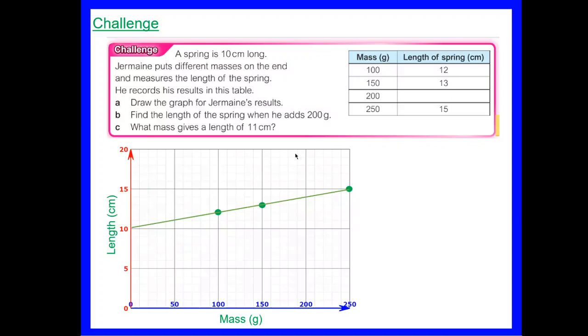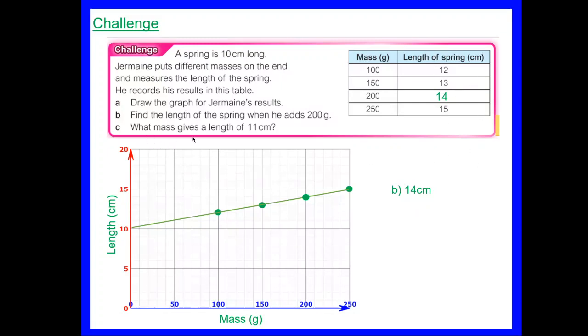Our second part then, part B, find the length of the spring when he adds 200 grams. So at 200 grams, if we go up to 200 grams and put a point on our line here, we can read across and we can see that that is at 14 centimetres. So I filled that in my table there.